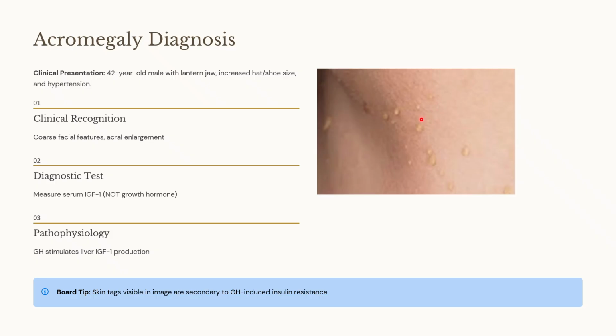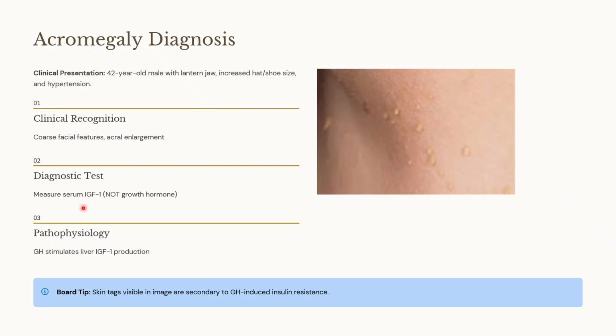Here their details can be like they present with lantern jaw, increased hat and shoe size, and hypertension. This picture per se is a skin tag which you will be seeing in acromegaly. So acromegaly people present with lantern jaw, increased hat and shoe size, as well as hypertension, diabetes mellitus, right? Now the question tests you even further. What is the diagnostic test to determine acromegaly?